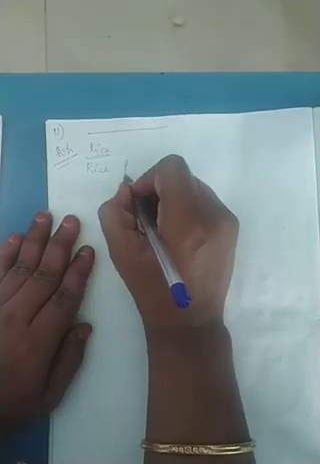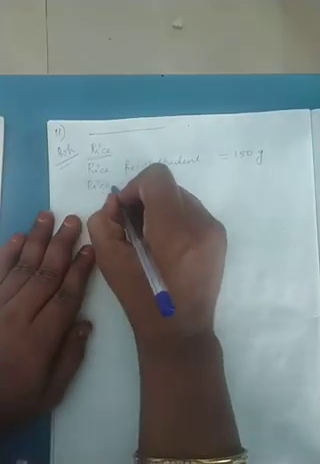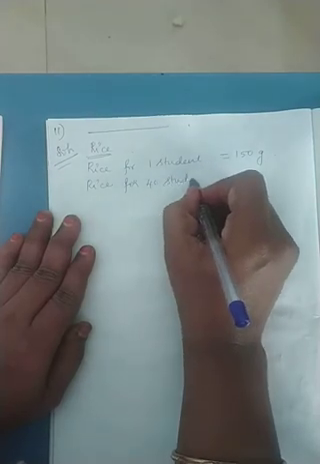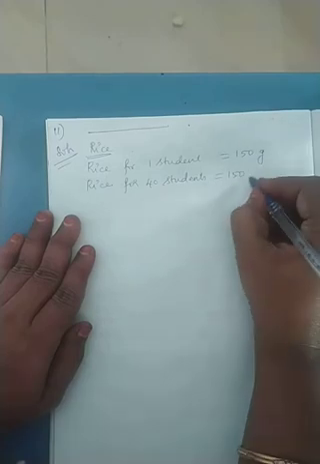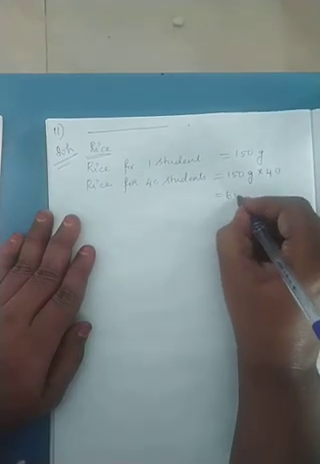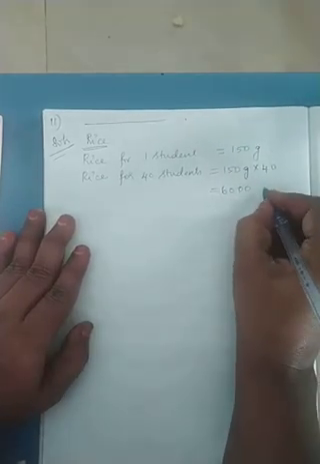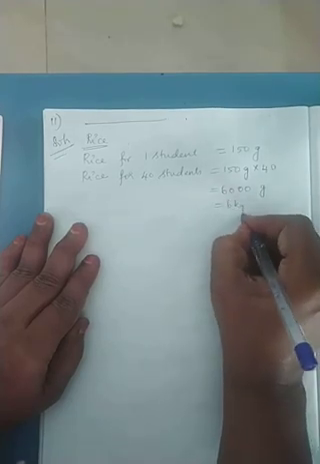Rice for one student is equal to 150 grams. So rice for 40 students, what will be happening? You have to multiply 150 grams into 40. 15 into 4 is 60, and then I have 2 more zeros, that is 6000 grams, which is equal to 6 kgs.